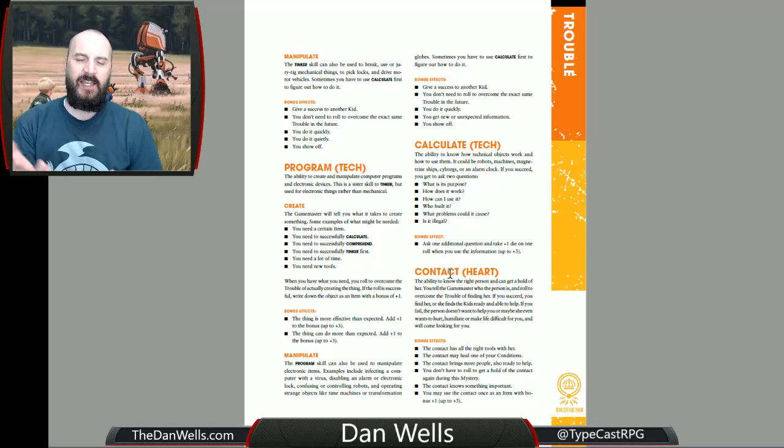So again, that contact skill, let's say your heart attribute, you've got 3 points in it, and your contact skill, you've got 2 points in it. So then you roll 3 plus 2, 5 dice, and you hope that at least one of them rolls a 6, and if it does, you succeed, and if it doesn't, then you fail. If you succeed more than once, you get extra 6s, then there are bonus effects that you can buy. So with the contact skill, the contact has all the right tools with her. The contact can heal one of your conditions. The contact brings more people who are also ready to help. So depending on how well you roll, you can buy all this extra cool stuff on top of that.